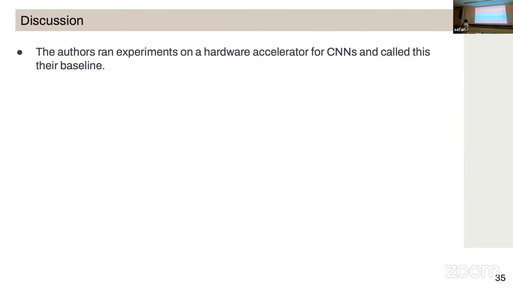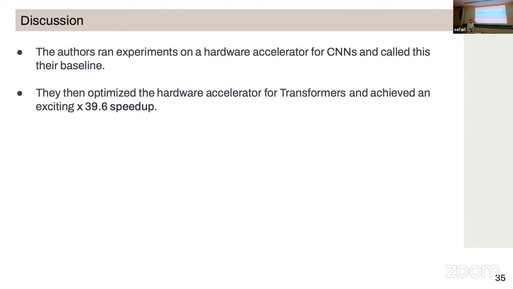The authors did experiments on an accelerator which was made for CNNs, and they called this their baseline. And then they said, you know what? We optimized the hardware accelerator for transformer, and we achieved an exciting 39.6 speedup. What do you think about this comparison and result?